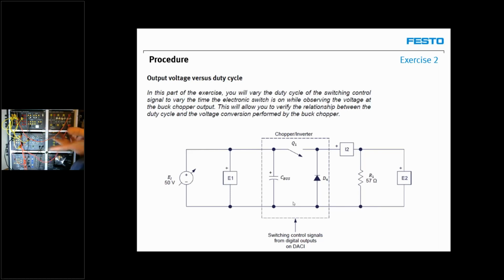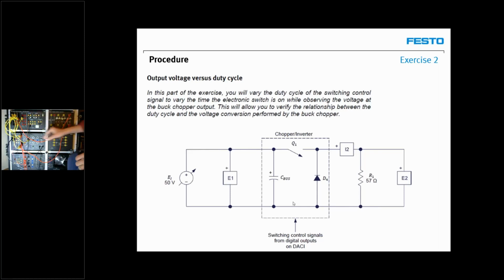So this is the outside loop, and the rest is all meters. I have E1 that is connected in parallel with the source here. I have E2 that is connected in parallel with the load, and the ammeter I just presented to you. So we will be able to observe what is happening in our circuit.